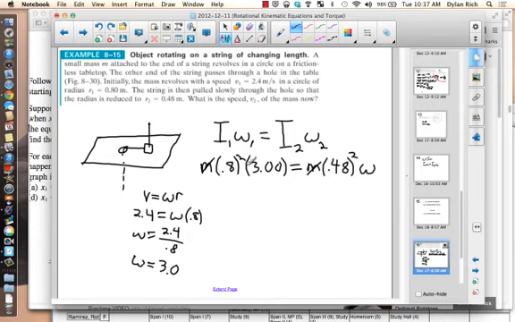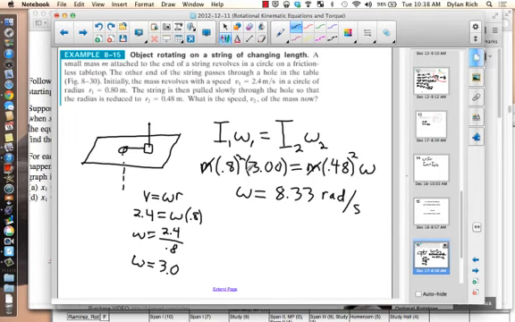So I'm going to do 0.8 squared times 3 divided by 0.48 squared. So this squared times this, divided by this squared. Okay, that sounds about right. 8.33 radians per second.